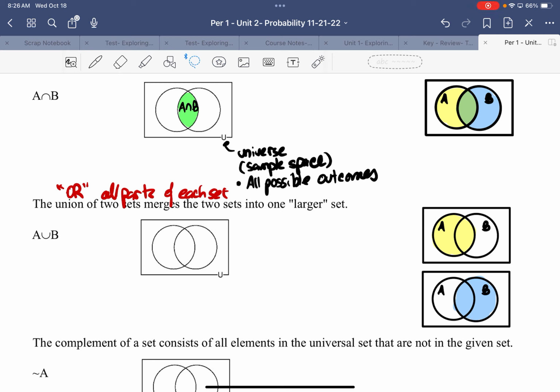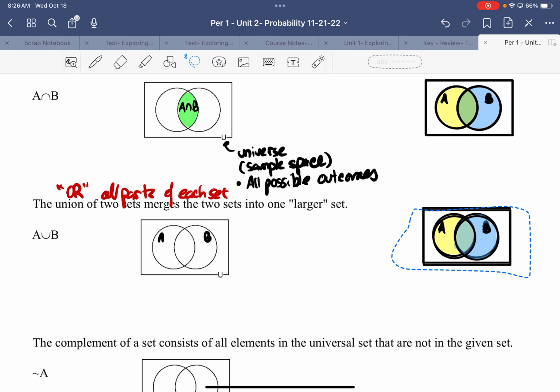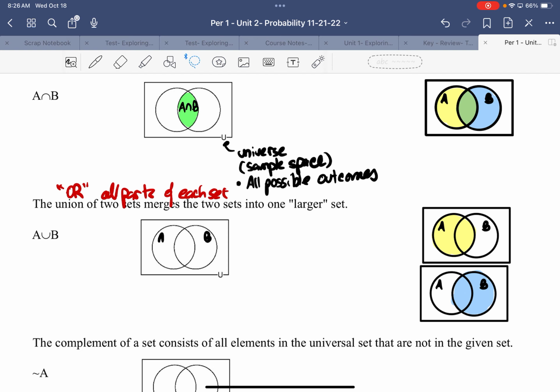All right. So what we're doing here is we're looking at, again, sets A and B. Any part, when I merge the two sets, any part that has shading whatsoever would be considered part of the union. All right.